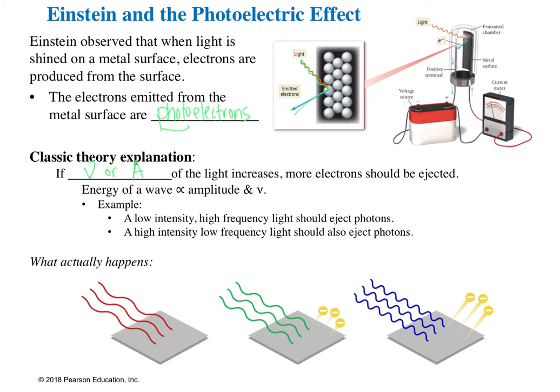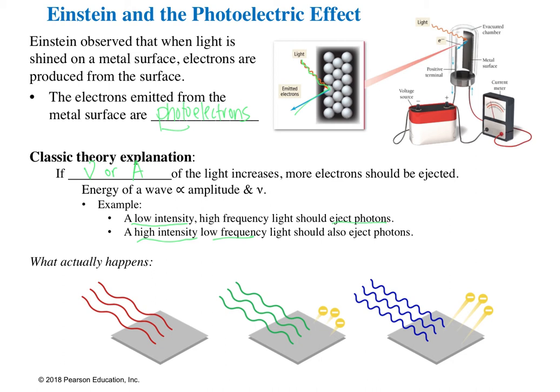So what we should see is if we have a low intensity light, so the amplitude is really low, but we have high frequency, so something that's dim but high frequency, that should eject photons. Or if we have a high intensity light, so really bright light, but at low frequency, that should also eject photons. So, cool. What really happened was strange.